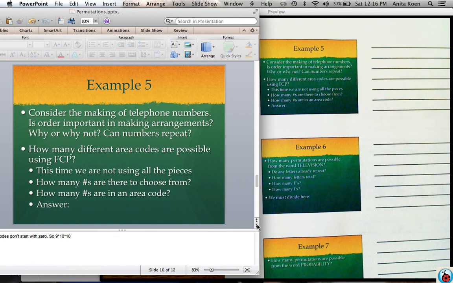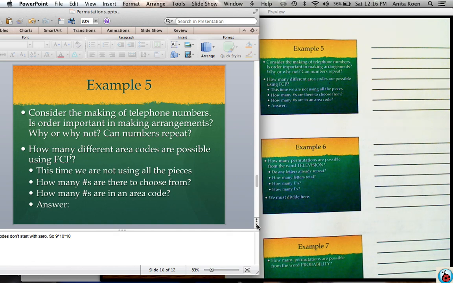Yes, it is. Because if my phone number is 321-3232, if you dial 312-3232, you're not going to get my phone to ring. Can numbers repeat in a phone number? Yes, they can. My phone number at school is 321-3232. So the 3's and the 2's repeat.